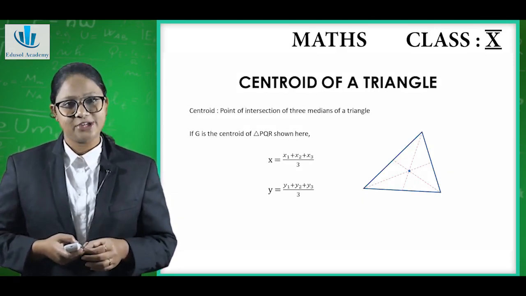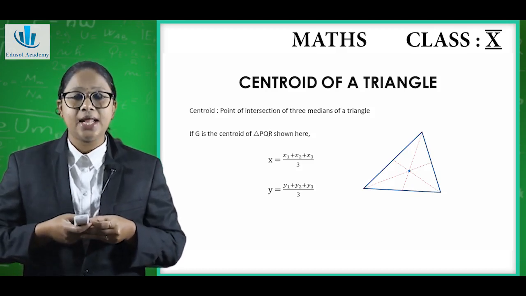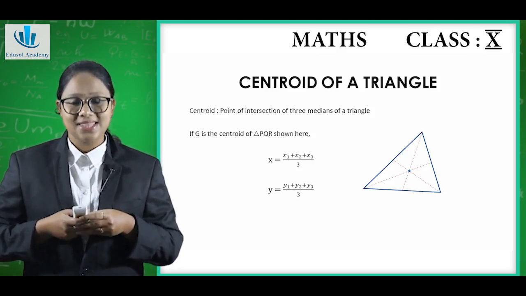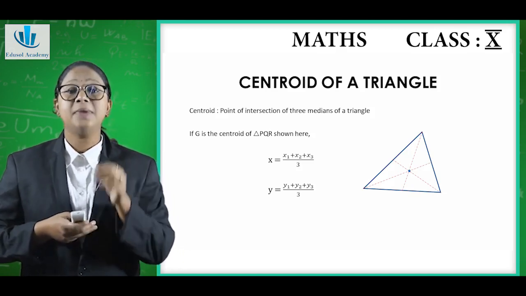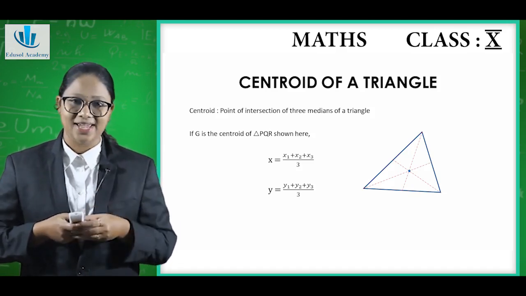The centroid of a triangle. What do you mean by the centroid of a triangle? Centroid is the meeting point of all the 3 medians that we draw in a triangle.